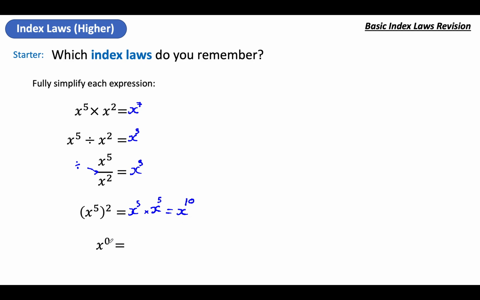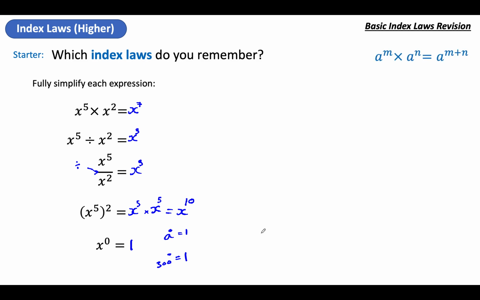And what about x to the power of 0? Well, that's 1 straight away. Anything to the power of 0, doesn't matter what it is. So a to the power of 0, that's 1. If it's 300 to the power of 0, that is also 1. Anything to the power of 0 is 1. Except for 0 to the power of 0. But don't worry, that's not going to come up in your exam.